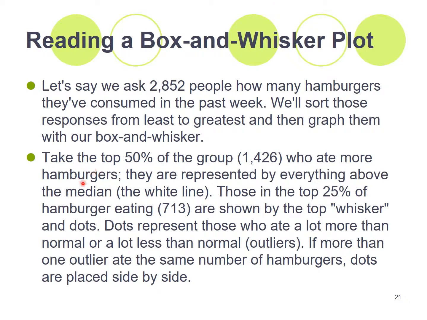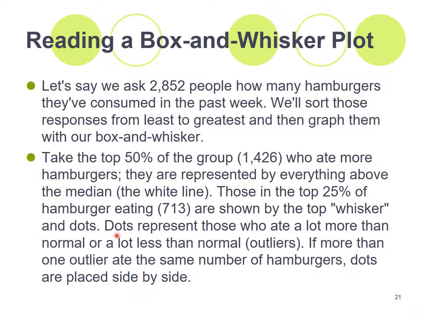They're represented by everything above the median, or the white line on the chart that we'll look at on the next slide. Those in the top 25% of the hamburger eating, which is 713 people, are shown in the little whisker or the single line that goes above.